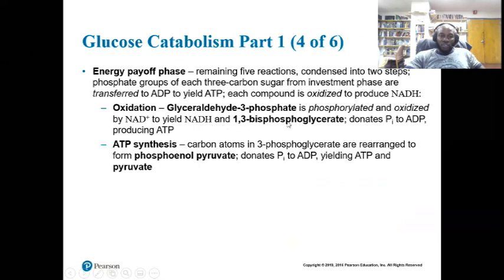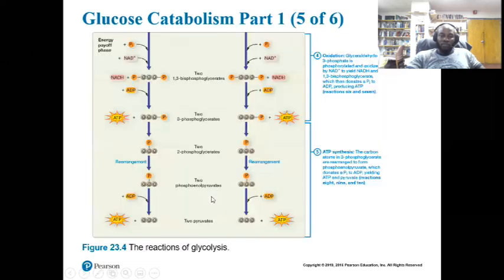And the other one is the 1,3-bisphosphoglycerate, which donates a phosphorus to ADP, producing ATP. ATP synthesis: carbon atoms in 3-phosphoglycerate are rearranged to form phosphoenolpyruvate. Pyruvate donates a phosphorus to an ADP, yielding ATP.